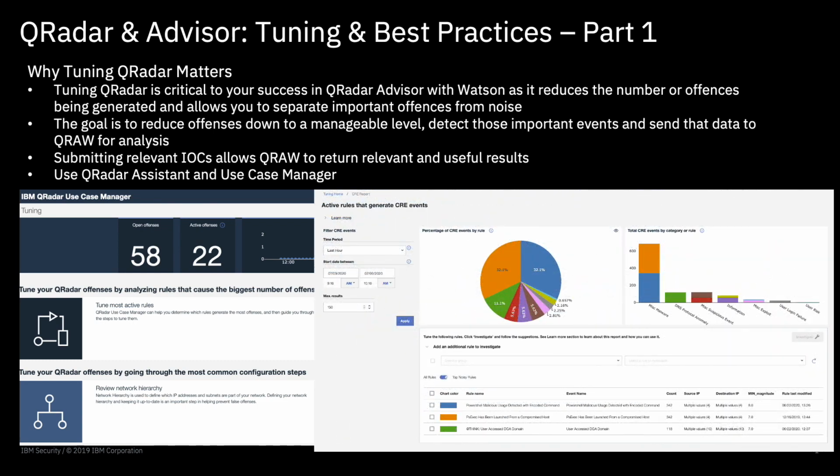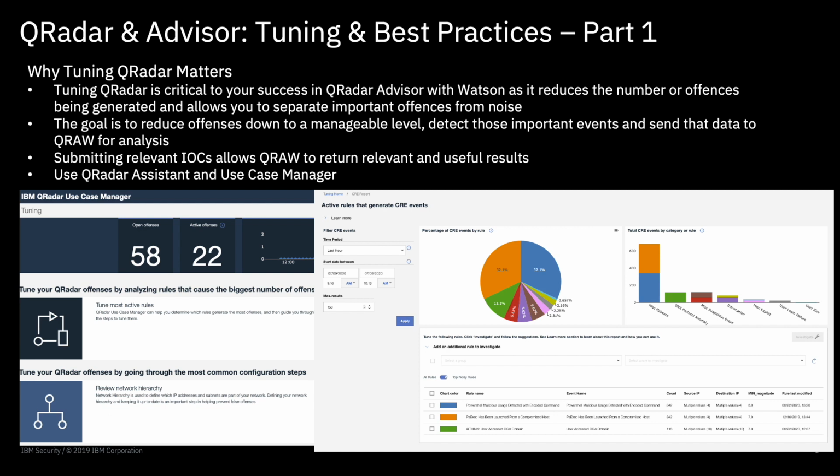Here's another screenshot of the active rules that generate CRE events. As you can see in this graph, the orange and the blue are two rules that are taking up over 64% of the system's active rules that are firing. So you can see these would be the two best places to start. Tune those rules out, and the smaller ones are probably the ones that are actually detecting real threats, and those are the ones you'd want to look at.